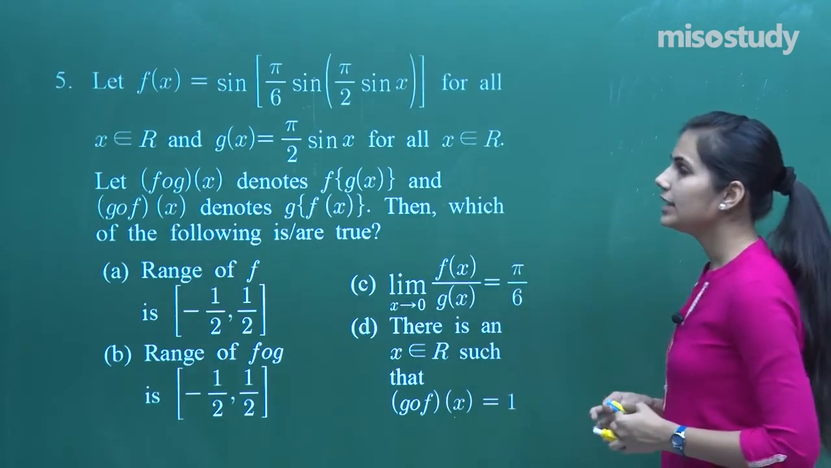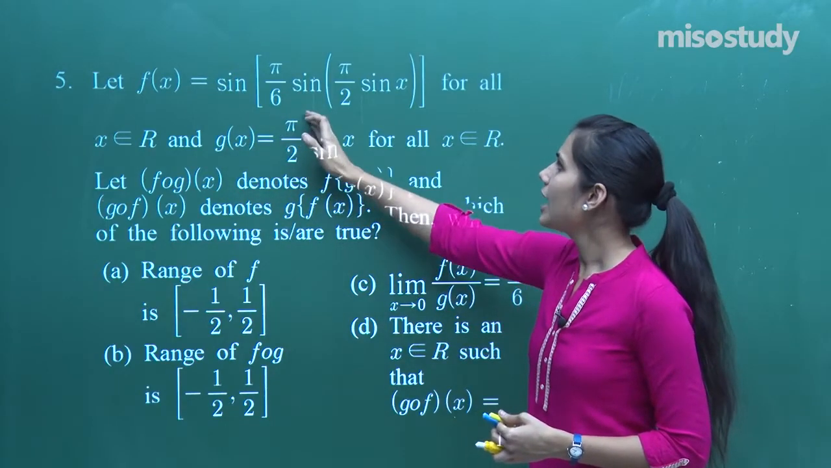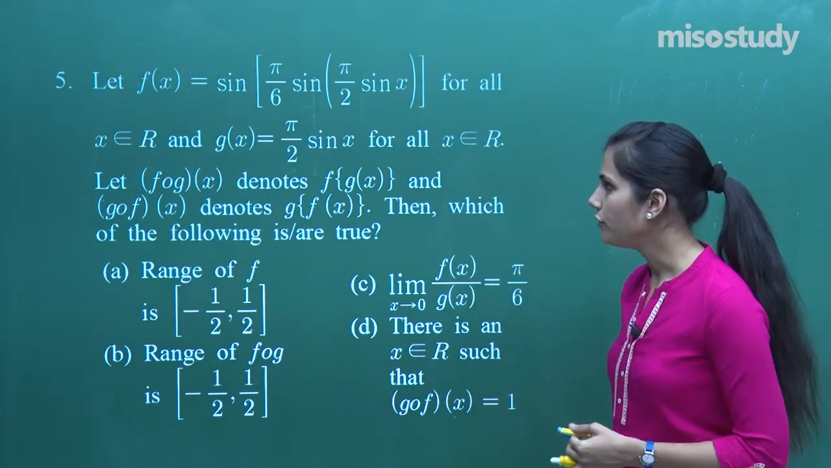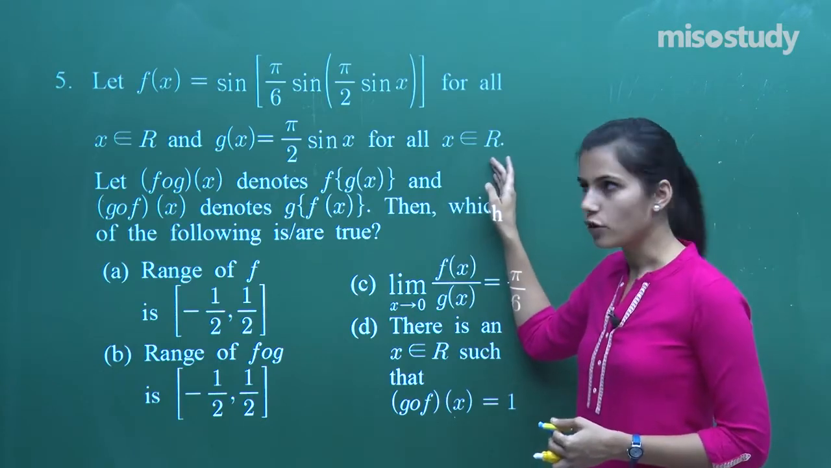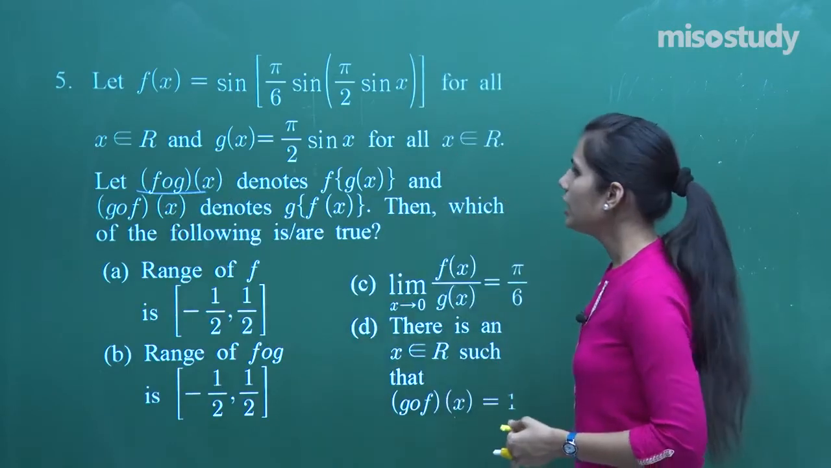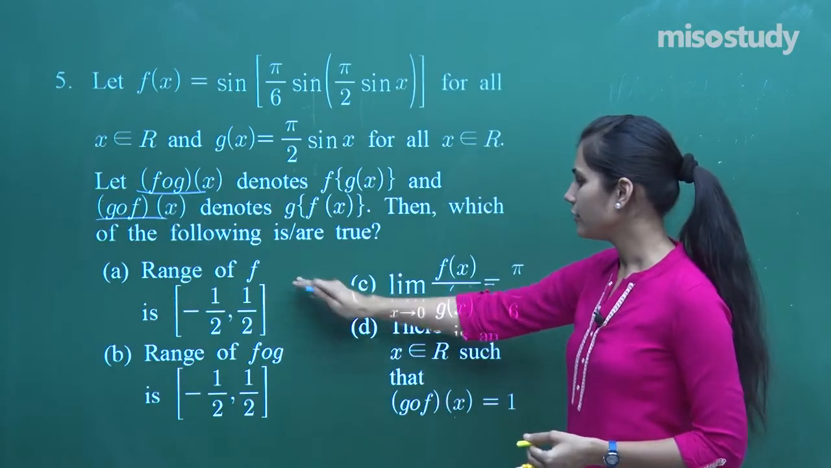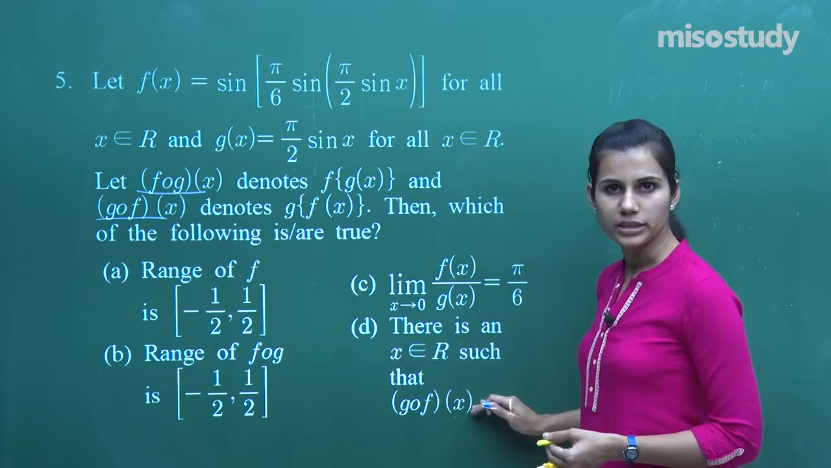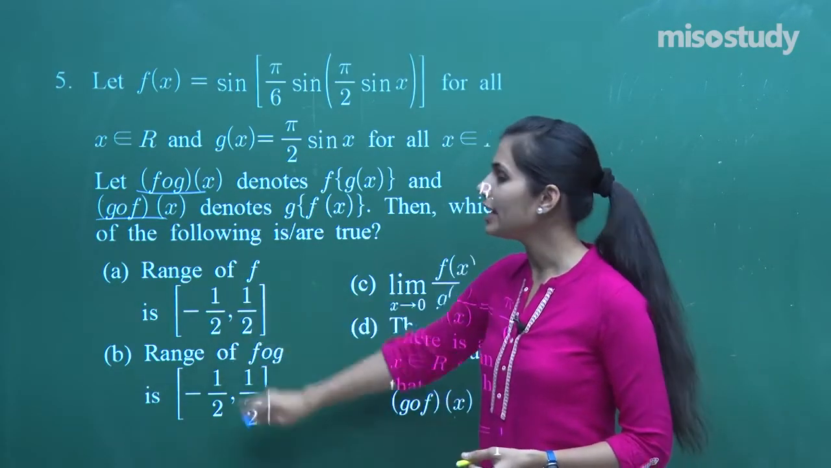Okay, so here again we are dealing with functions. f(x) is given to be sin(π/6 sin(π/2 sin x)) for all x in the collection of all reals, and g(x) is given to be π/2 sin x for all x belonging to the reals. f∘g(x), so there's composition being talked about. f∘g(x) and g∘f(x) are being talked about. Then they are asking range of f, range of f∘g, limit, and some more points. Let's try and first see what is the first option. It is talking about range of f.